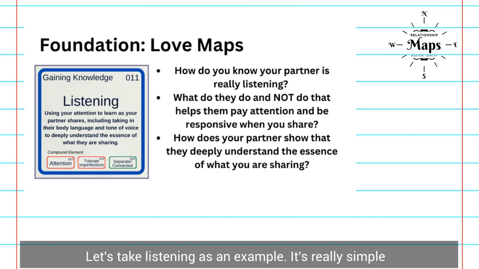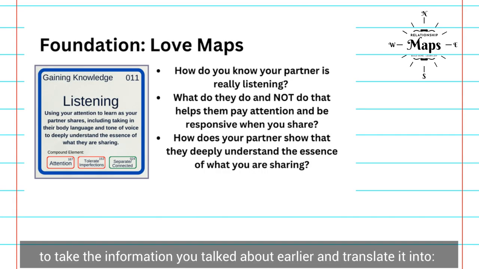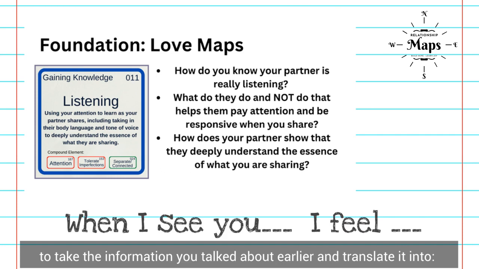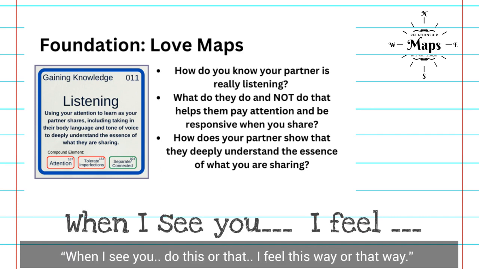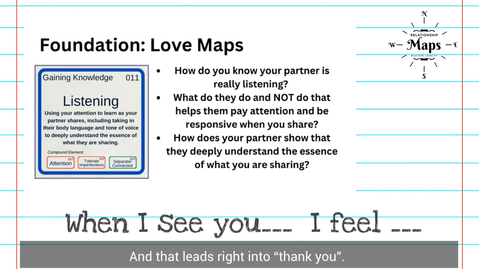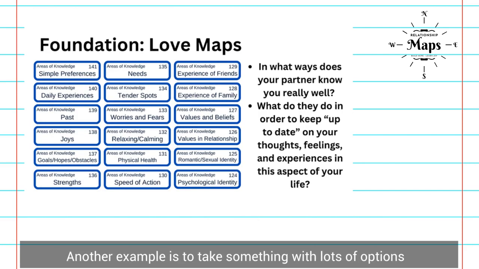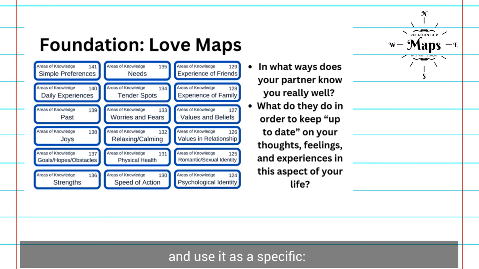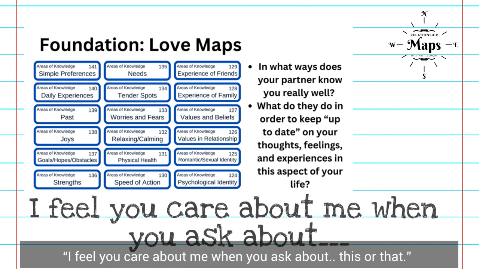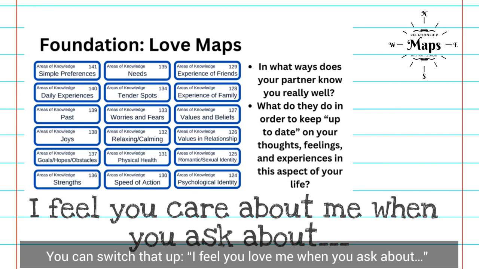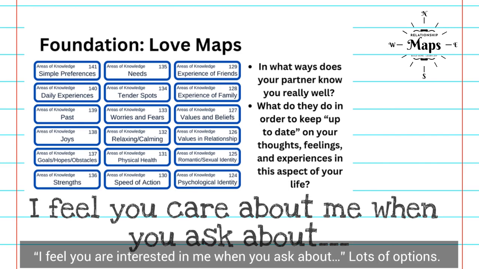Let's take listening as an example. It's really simple to take the information you talked about earlier and translate it into, when I see you do this or that, I feel this way or that way, and that leads right into thank you. Another example is to take something with lots of options and use it as a specific. So I feel you care about me when you ask about this or that or the other thing. You can switch that up. I feel you really love me when you ask about. I feel you are interested in me when you ask about.